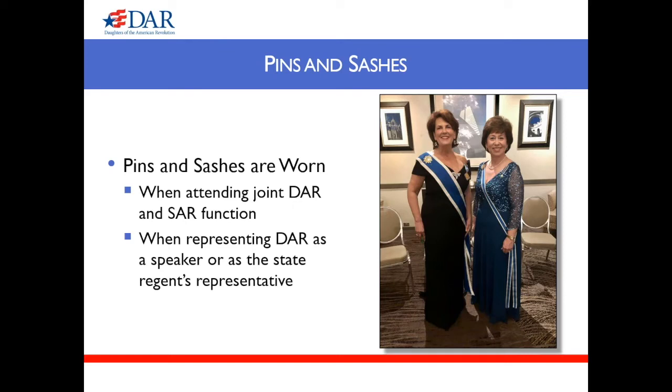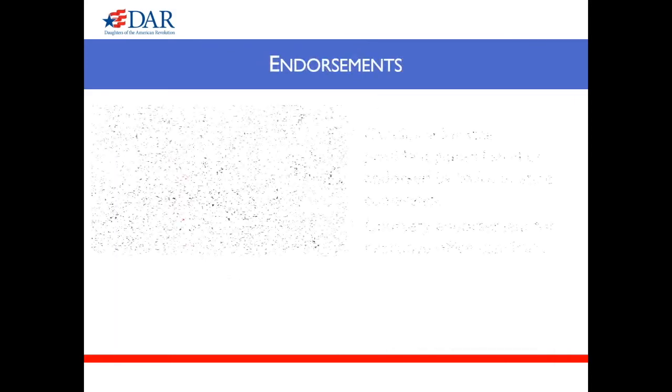Participating guests would be as a speaker or as the official representative for the state regent. Now, if that is the case, the state regent would have asked the DAR member to represent her and also notified the SAR presiding officer. If the President General or the state regent is presented at a SAR event, DAR members in attendance would not stand. Next, we will cover endorsements and voting.